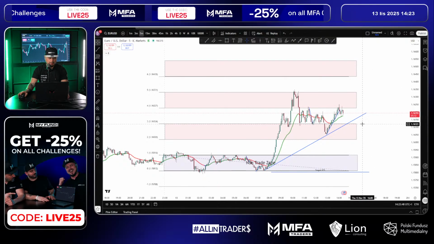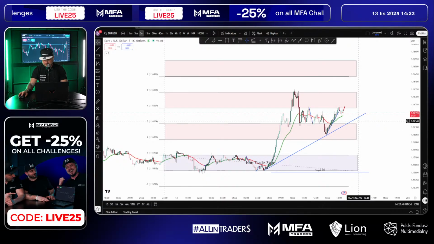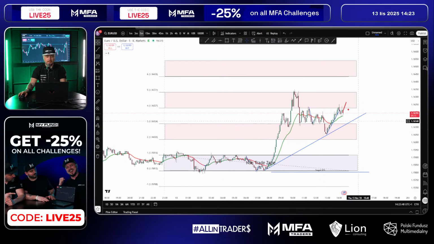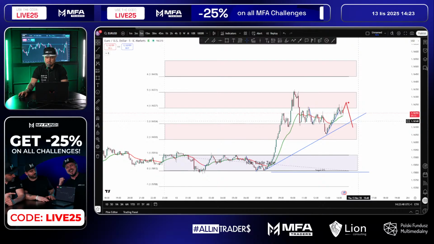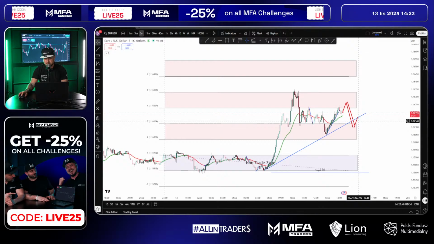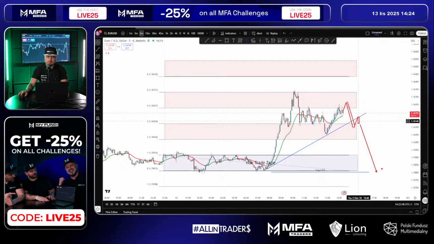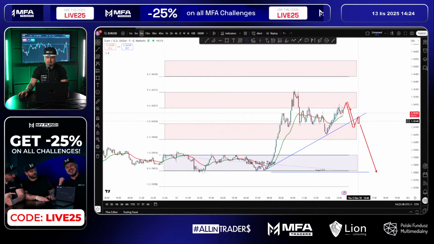So let's make a plan. In this case, I would like to wait for bullish micro rotation to be confirmed. Then look for bearish rotation, nice rotation going down, signal candle, and we can get to the target.